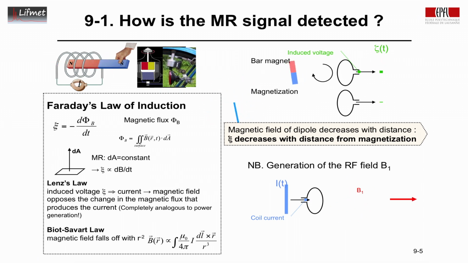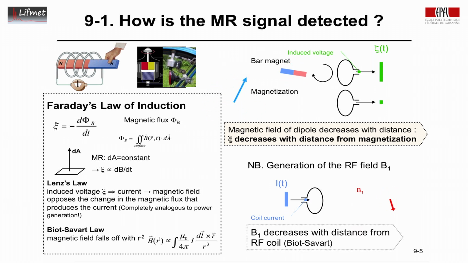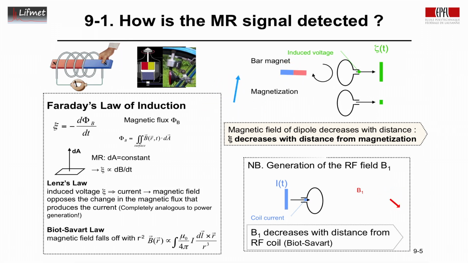If we are further away from the coil, remember Biot-Savart, then the current being still the same, the B1 field is reduced. So the consequence is the B1 field is strongest closest to the coil and decreases with distance from the coil. So the generation of the RF field is the inverse process of detecting the precession of the magnetization. Here we run a current through the coil. This produces a B1 field that rotates, and this B1 field is the one that we discussed at the end of last week.